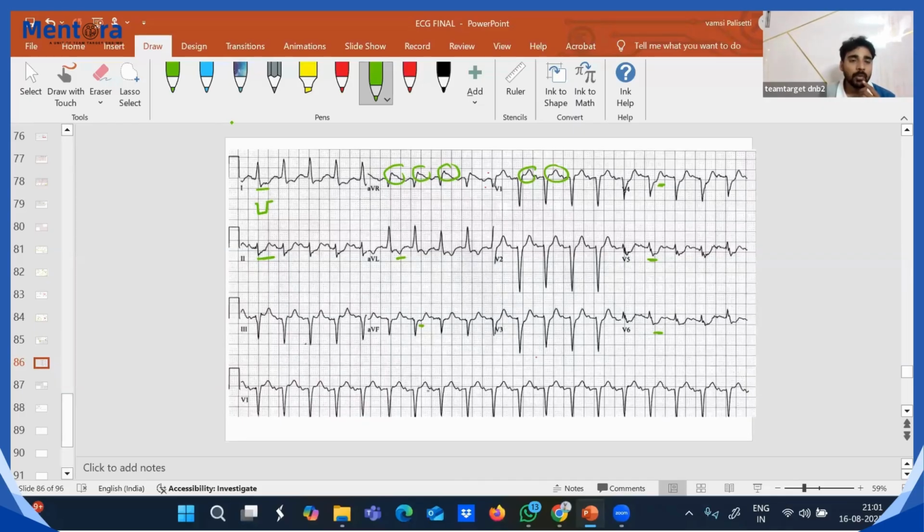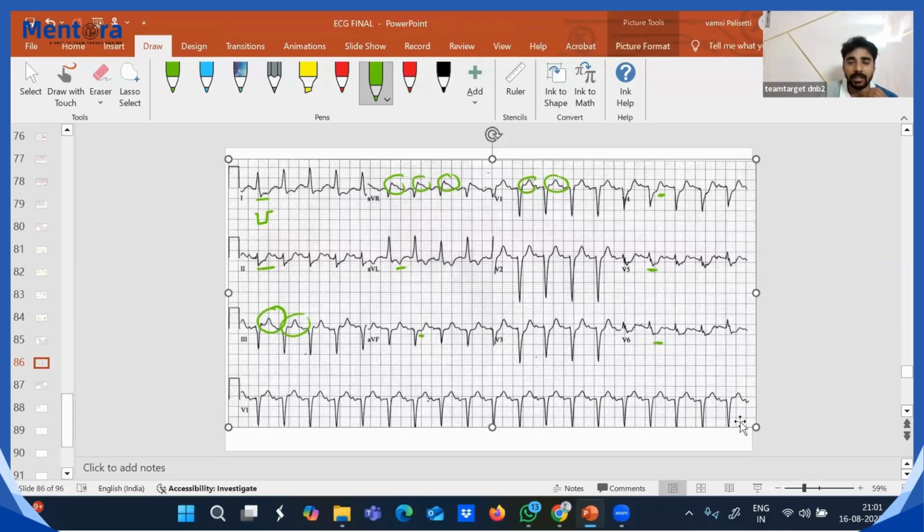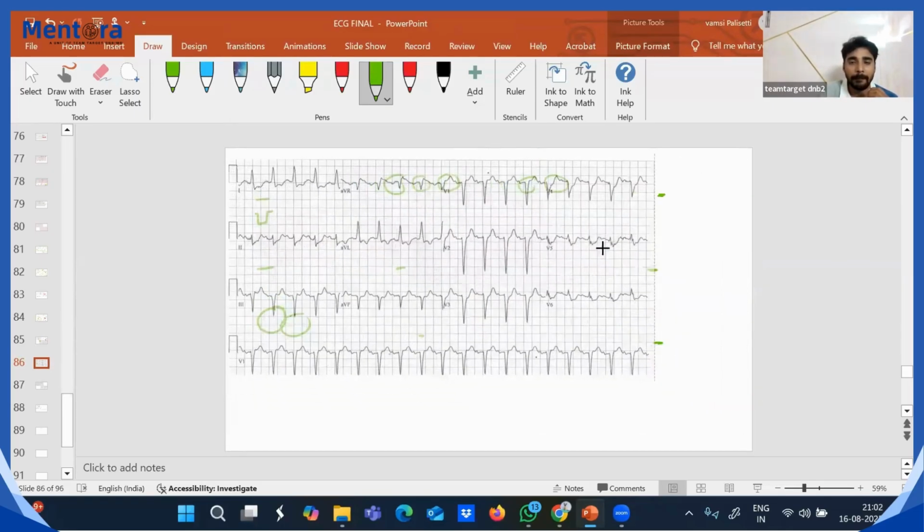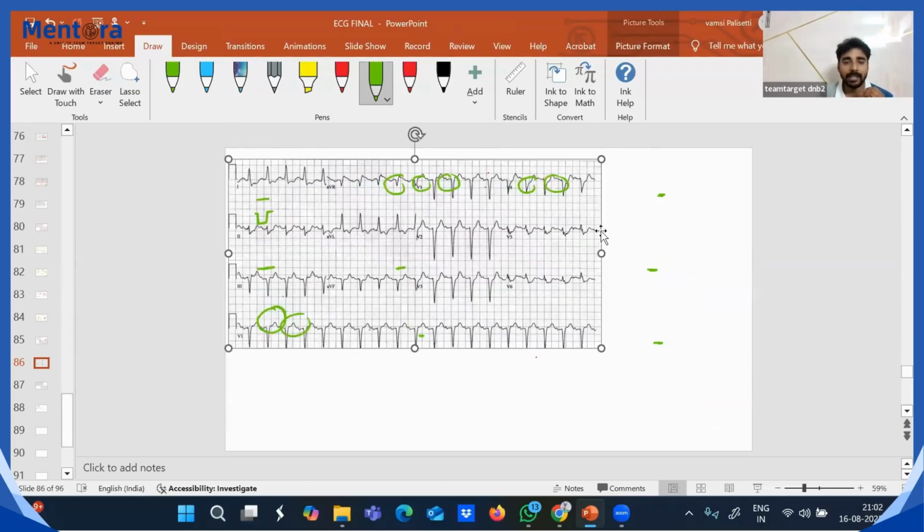But the only thing I have to mention here is lead 3. In lead 3, concave ST elevation. Yes, sir. Usually, if it is because of LAD occlusion or because of diffuse subendocardial ischemia, all the leads will show ST depression or they won't show anything. But they will not show any ST elevation. Okay. Here ST elevation is there in lead 3. This is called Aslanger phenomenon.